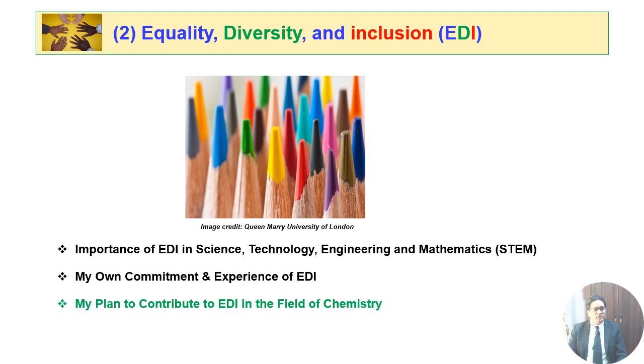My vision for EDI in the next 3 to 5 years is to create a chemistry community that thrives on the principle of equity, diversity, and inclusion. I want to build a scientific landscape where every individual, regardless of their background or identity, has equal opportunities to contribute to the field of chemistry.